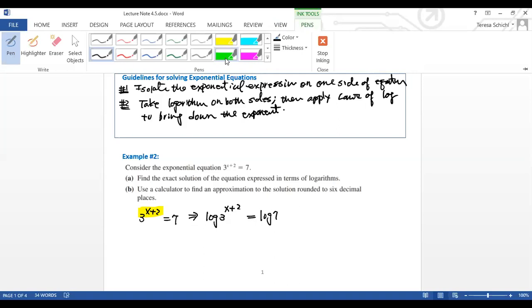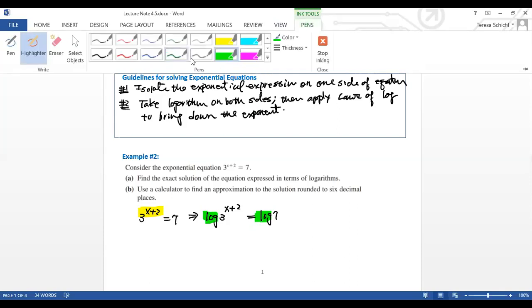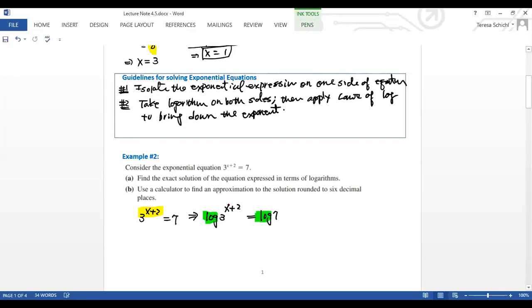I'm taking the log function on both sides, and I do not have the base, which means this is a common log. And then we know by the law of log, if you have exponents, you can bring the exponents down. So you can say x plus 2 times log 3 is equal to log 7, correct?